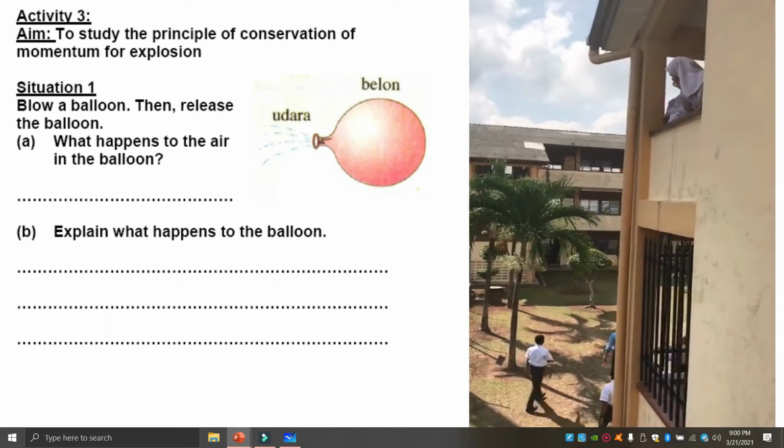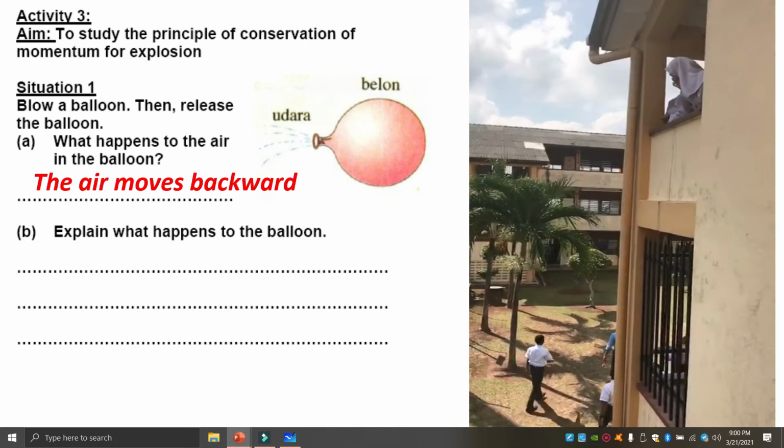Alright, so after that we release the balloon. So what happened to the air in the balloon? The air moved backwards, right? So this is actually the same as the principle of a rocket engine. When you release the balloon, the air will move backward. But for the rocket, they release high velocity hot gas, right?